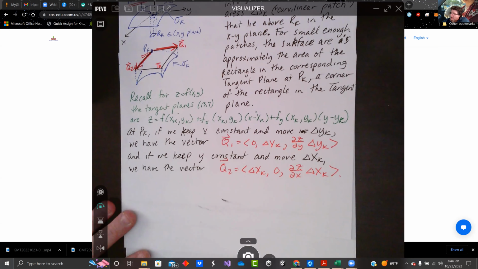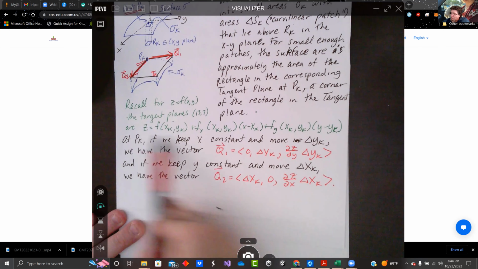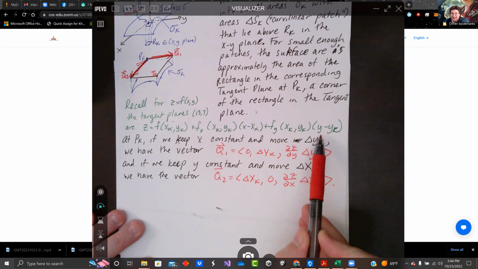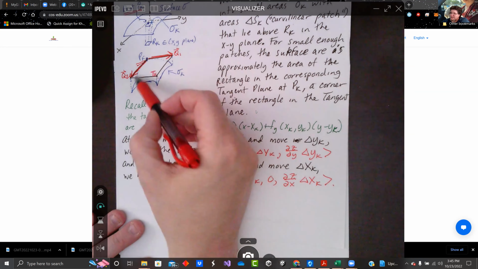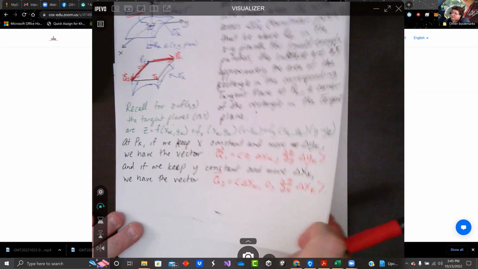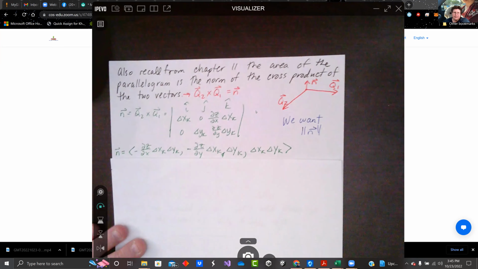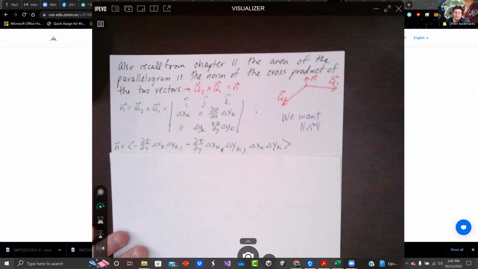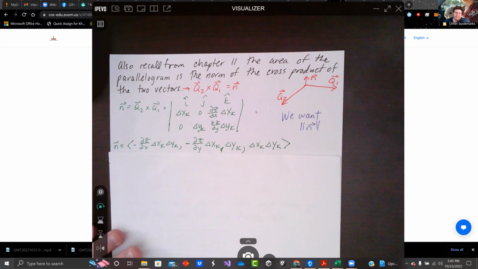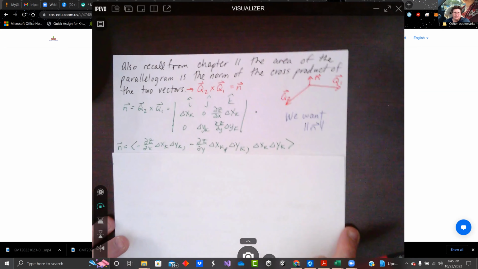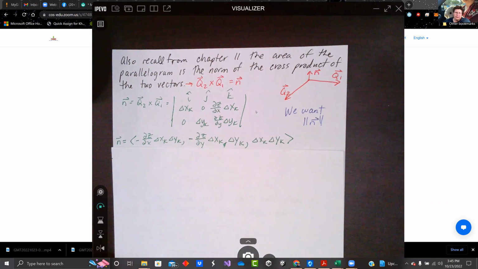Recall we had a formula for finding the tangent plane. We're not going to use that so much. We're using these two vectors here. We don't know that it makes a nice little perfect square. It should. Well, yeah, it should. But we found that we could find the area of the parallelogram by taking the norm of the cross product. So that's what we're going to do.